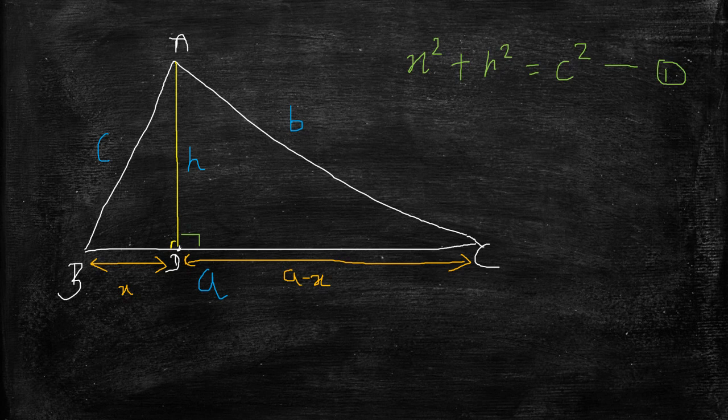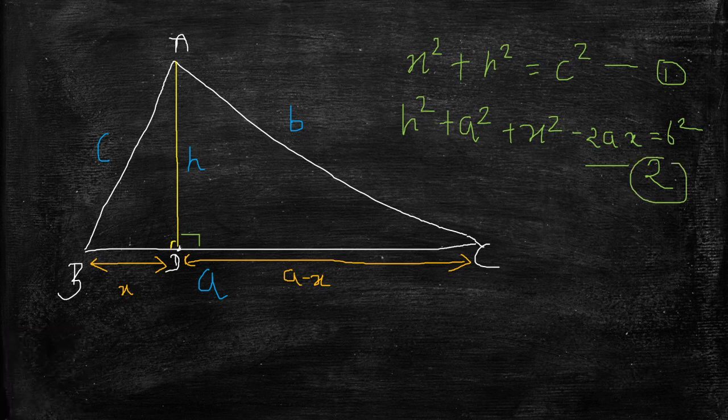Now, what is my a minus x whole square? It will be a square plus x square minus 2ax. So I will write down that h square plus a square plus x square minus 2ax will be equal to b square. Okay, now I am calling this my equation number 2.